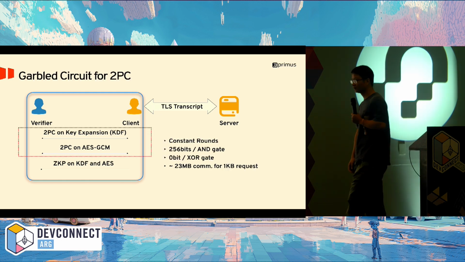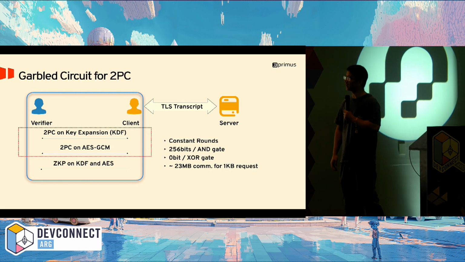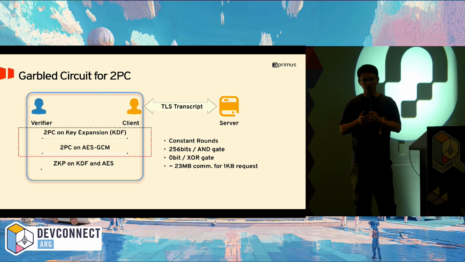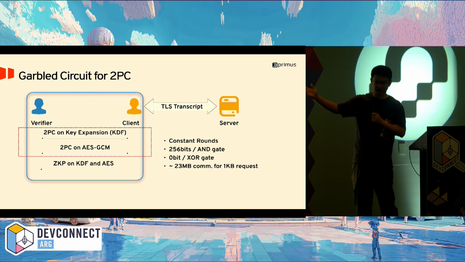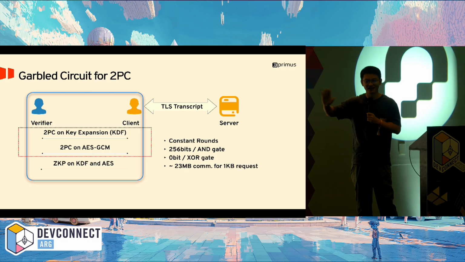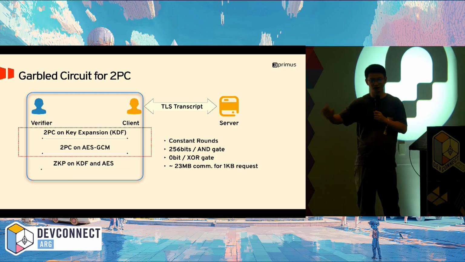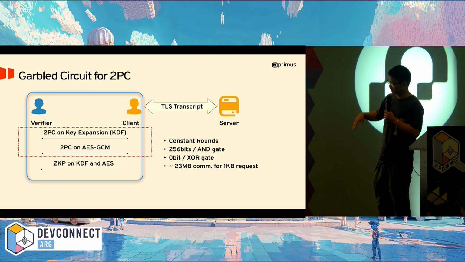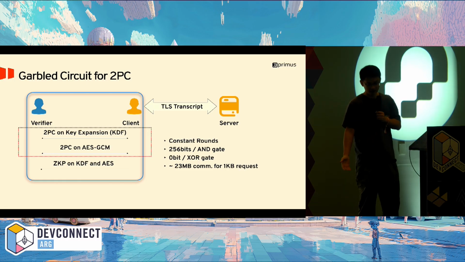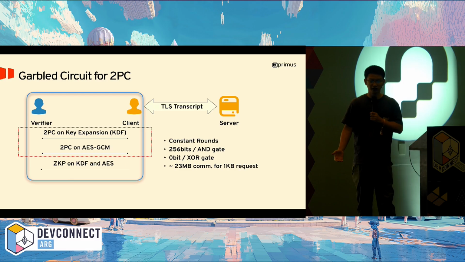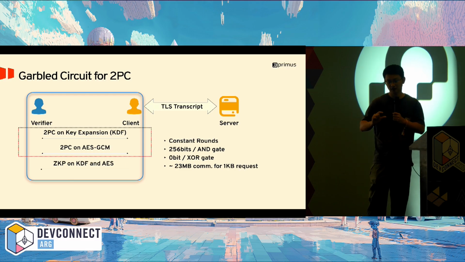And so in the MPC part, what's the bottleneck of MPC? We're now using Garbled circuit. I'm not going to introduce what a Garbled circuit is. It's a two-party protocol. It has a few features. First of all, it's constant round, which is a benefit because you don't need to care much about the latency.